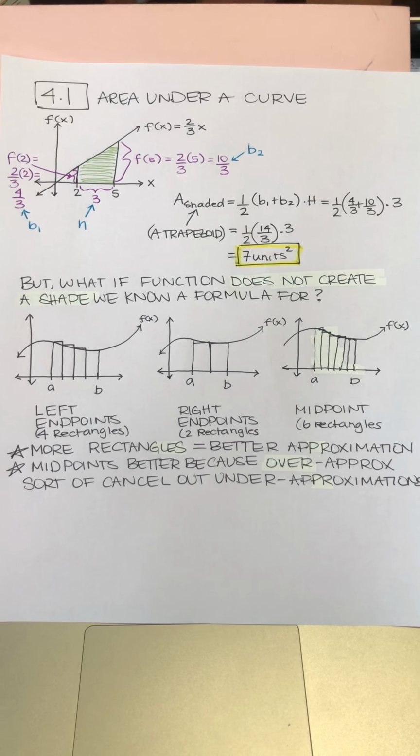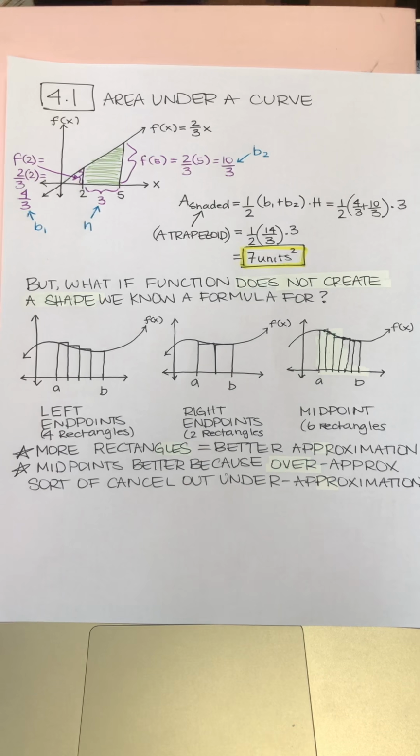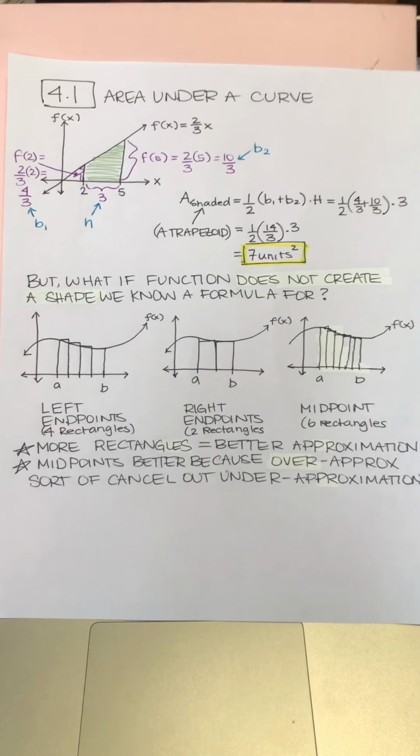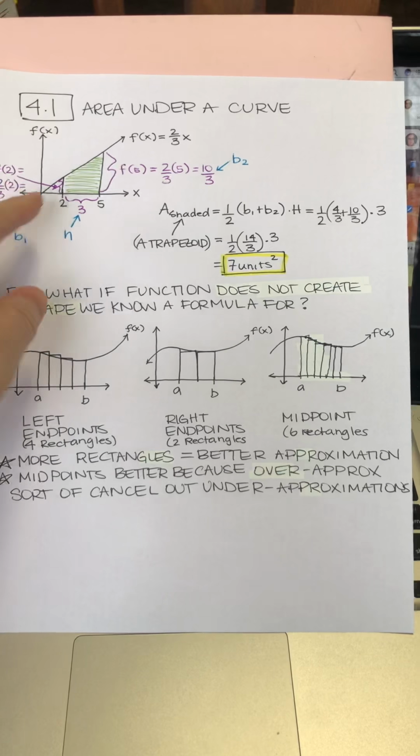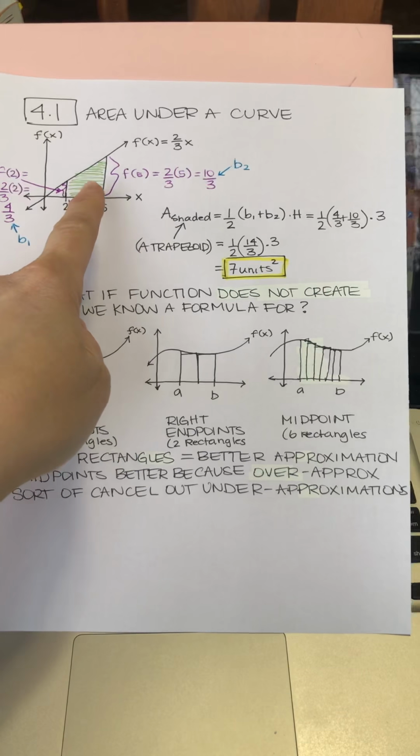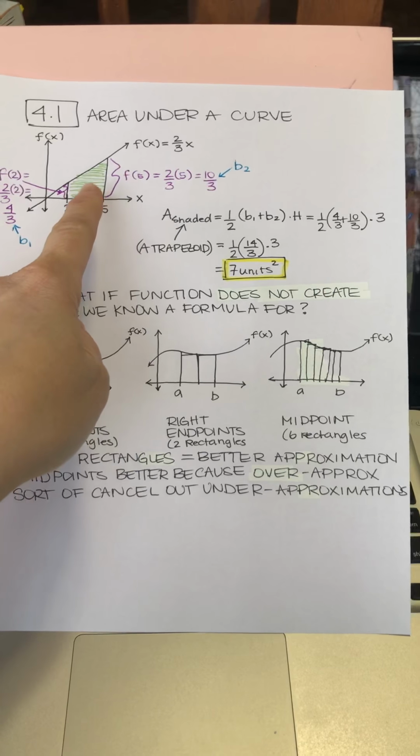Okay, so this section is on how to find the area under a curve. Now, if we look at this first example, this one's actually not too challenging because since the function is a straight line, the area that's created is actually a trapezoid, and we have a formula for that.